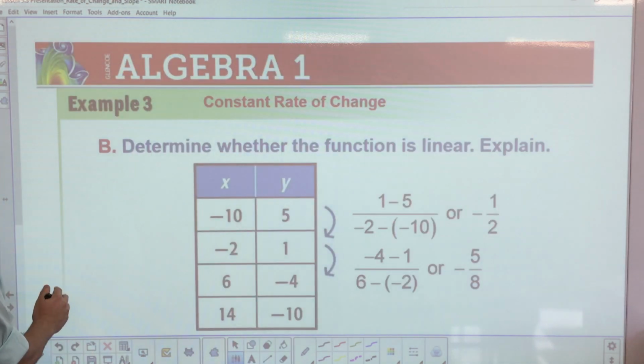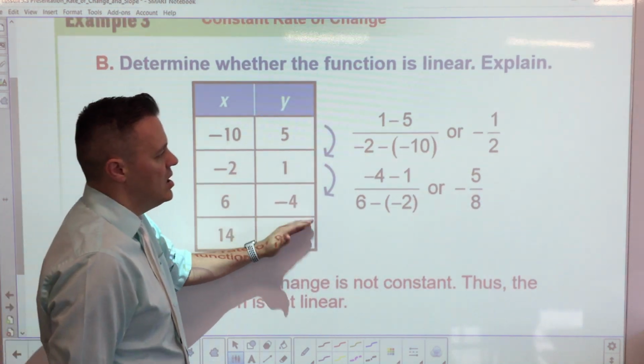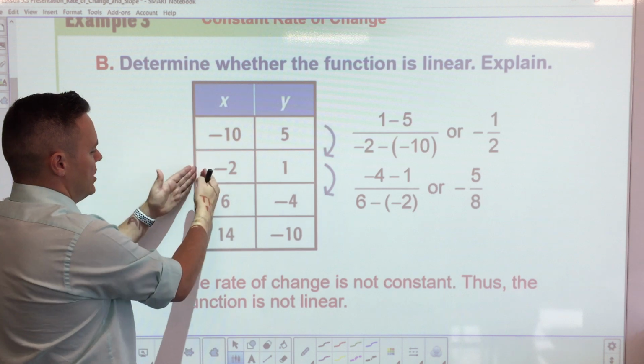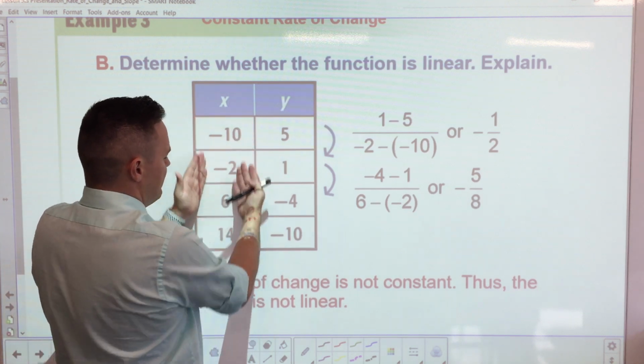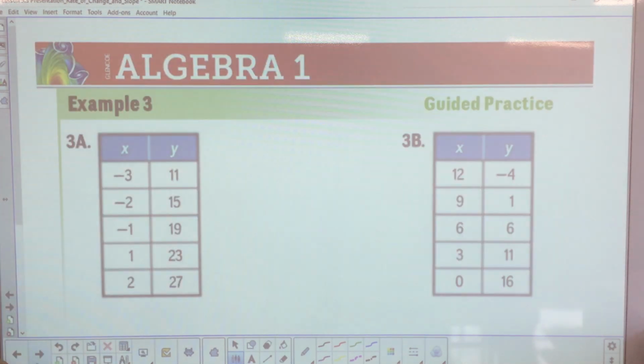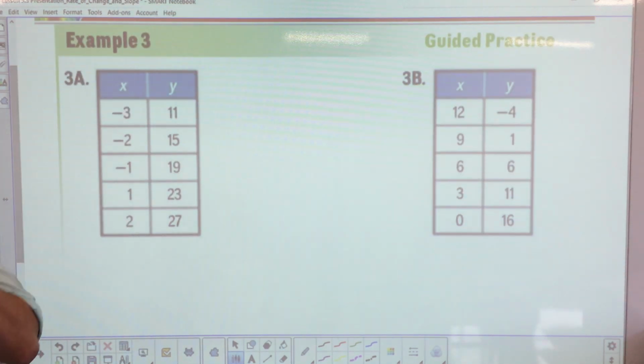Now the book will go into the same thing with more detail, but what I want to make sure you understand is it's easier if you just look at each column individually and see if they both change at a constant rate. If they do not, it is not linear. Your turn.